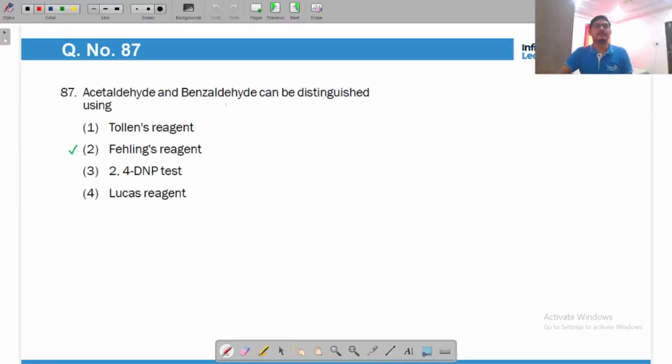And acetaldehyde and benzaldehyde can be distinguished by Fehling's reagent because Fehling's reagent does not oxidize aromatic aldehydes, right? So benzaldehyde will not react in Fehling's test.